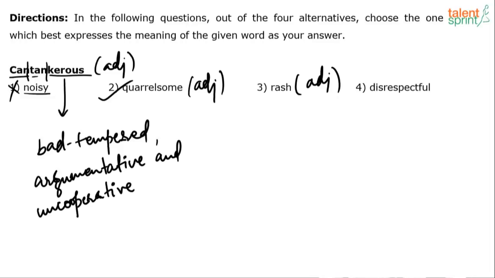What is the meaning of rash? Rash is something that is done without thinking or giving it a proper thought. Probably reckless behavior, or it can be impulsive behavior. Reckless, impulsive, all these are synonyms of rash. Disrespectful, I'm sure all of you know what that is, and that is not the very significant attitude of a cantankerous person. The significant attitude would be bad-tempered.